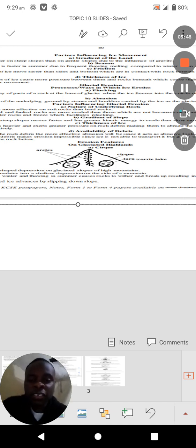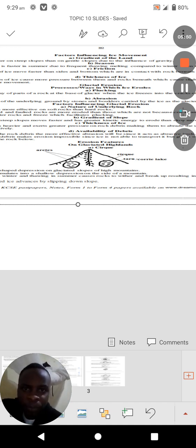First we shall start with the action of glaciers, the first one being glacial erosion. The processes involved include plucking and abrasion. The factors influencing glacial erosion are the nature of the underlying rock, the gradient of the slope, the thickness of the ice, and the availability of debris.